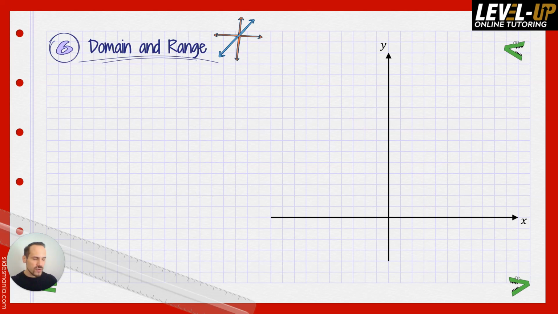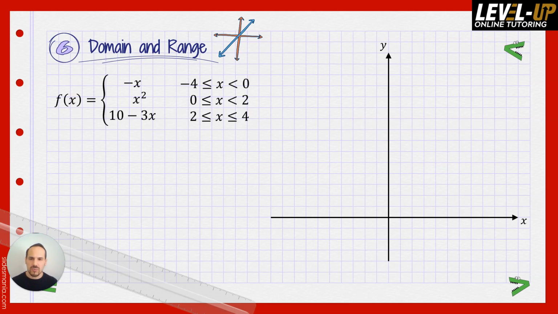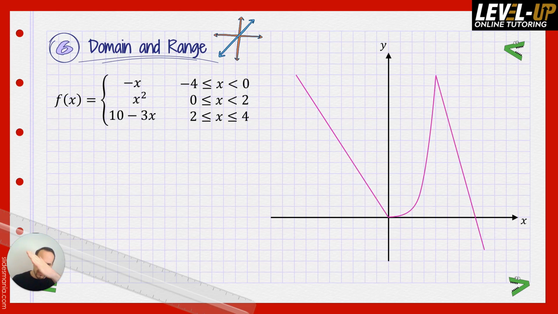So let's look at another example, like a piecewise function again, and we want to consider domain and range. If I plot this, you might want to pause and try plotting this yourself, using what you now know. Otherwise, if I plot it, it will look something like this. So you see it's doing minus x from minus 4 to 0, and then it will do x squared from 0 to 2, and then it will start going down again, 10 minus 3x for x equals 2 to 4.